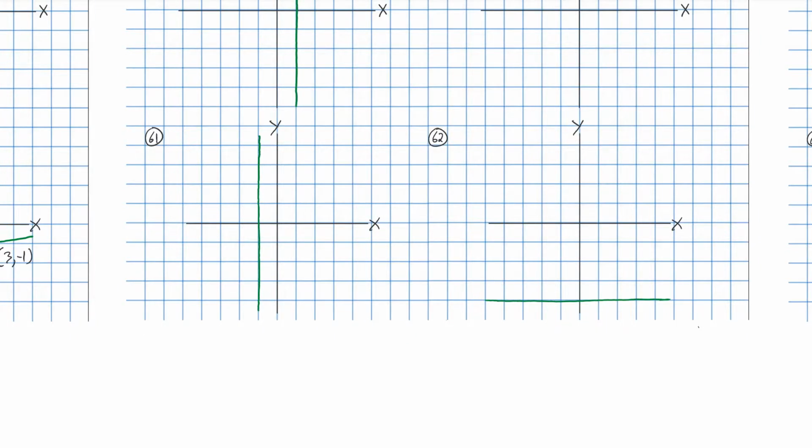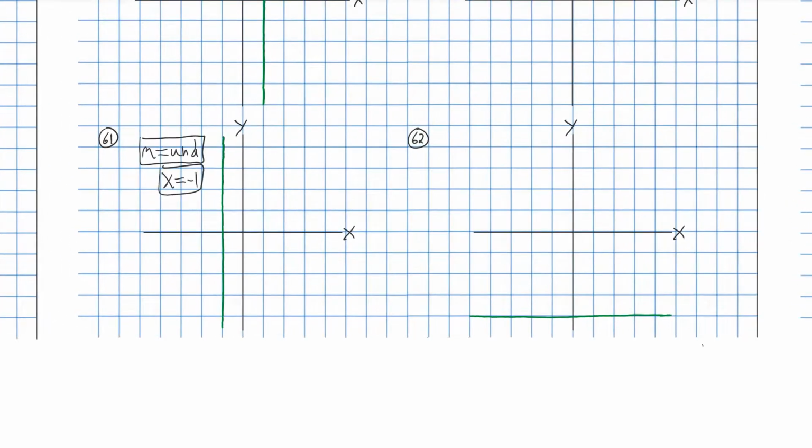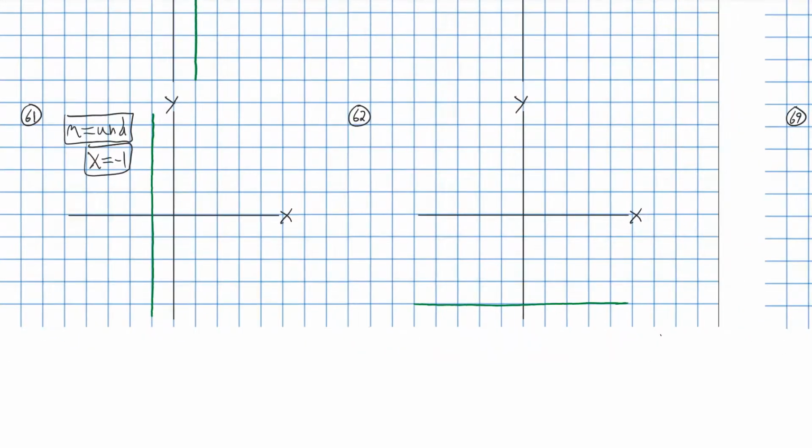All right, we're back. The equation of this line is x equals negative 1, and the slope, as usual for a vertical line, is undefined. So if you got those answers, good job. For 62, the equation is y equals negative 4, and the slope of a horizontal line is always 0. So if you got that answer, good job.